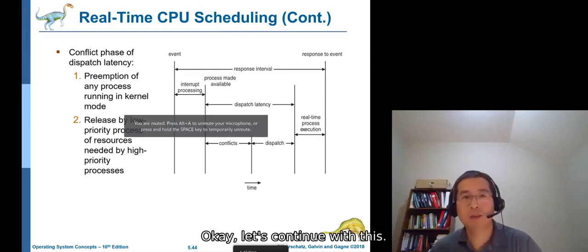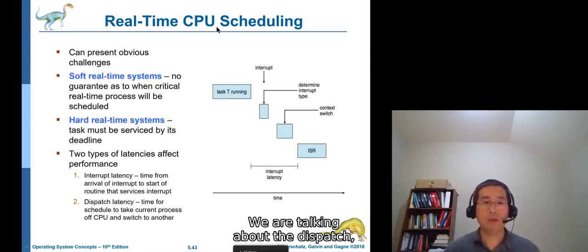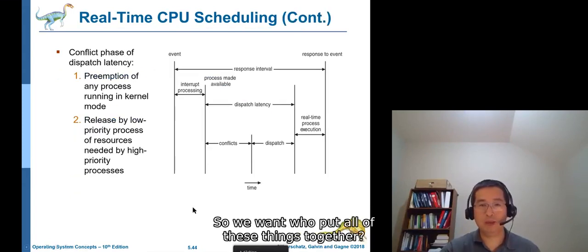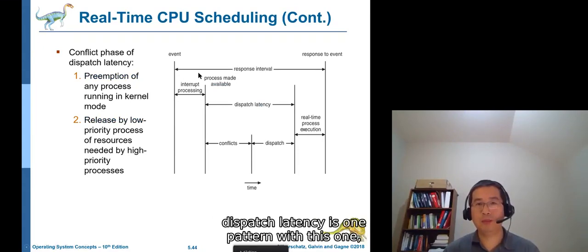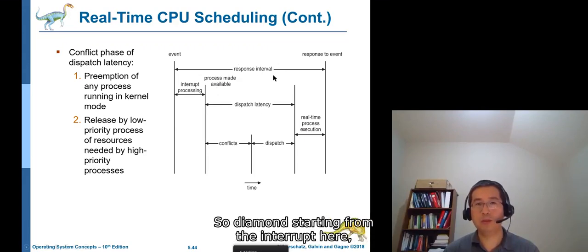Okay, let's continue with this. We're talking about the dispatch latency. Okay, dispatch latency. So we want to put all of these things together. We said not only dispatch latency is one part of this one. We told the response interval.